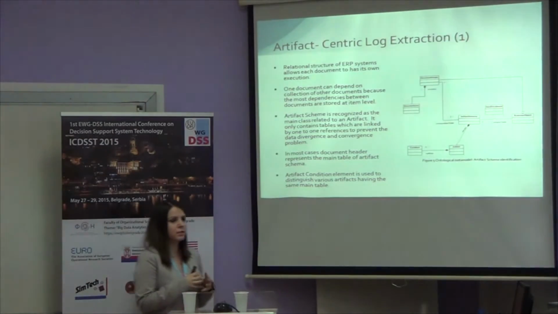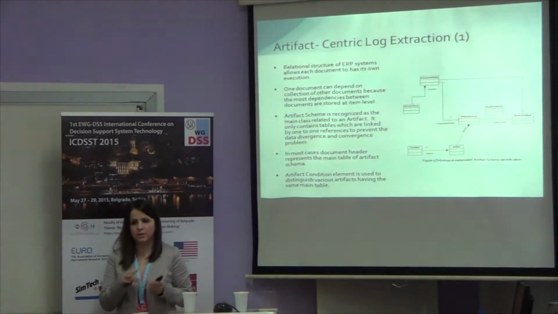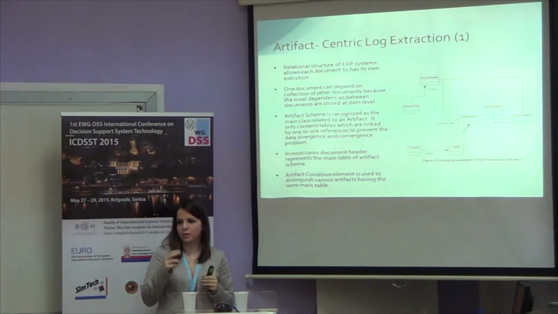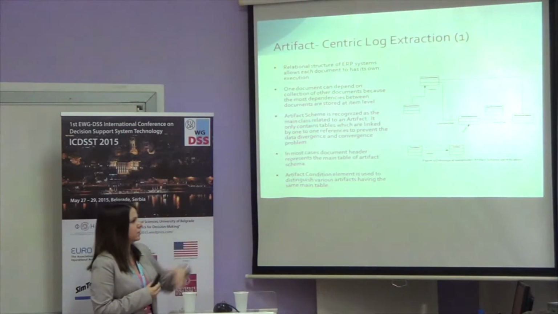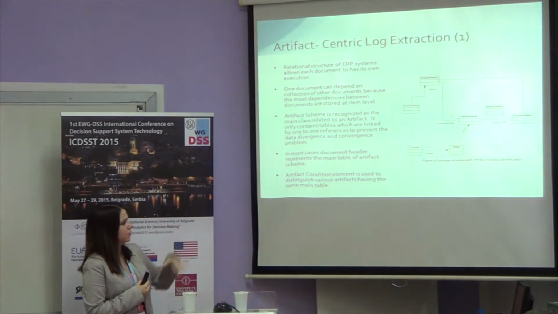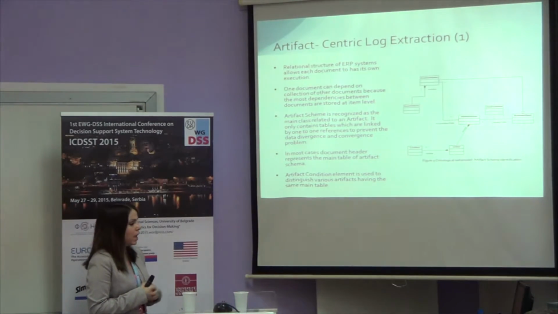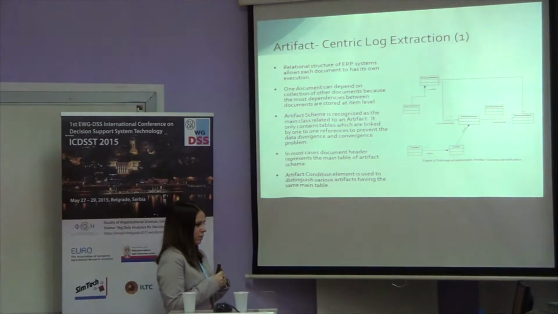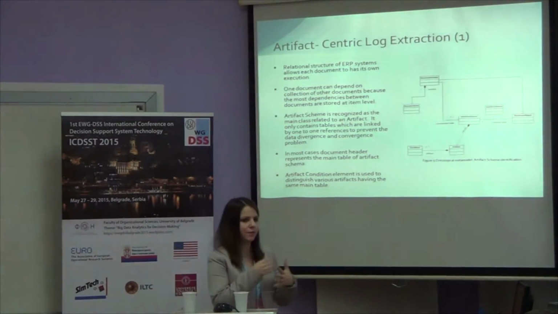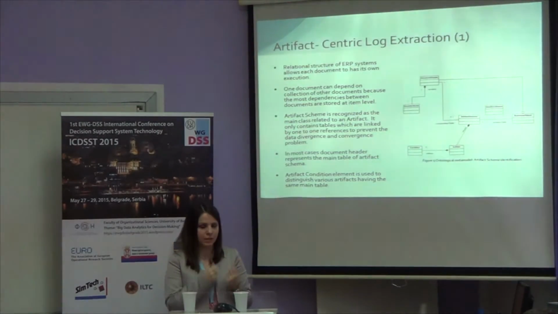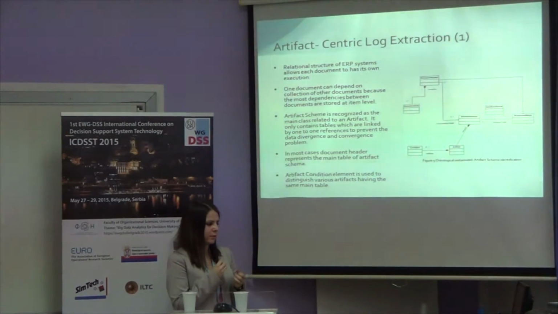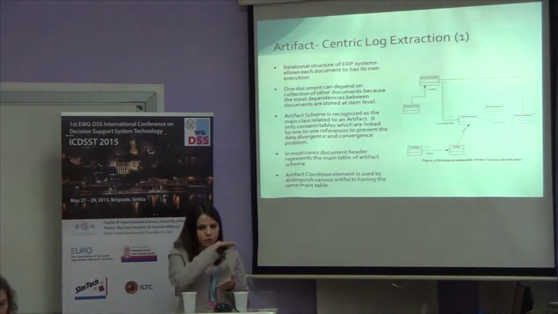Some documents in the ERP system, as I already said, are very important and are represented by two pairs of tables, document line and document header. Here they are presented as classes in the ontological meta model. And each document now has to be looked at as having its own execution. So one document can depend on a collection of other documents, and the dependencies between documents are stored on the item level.